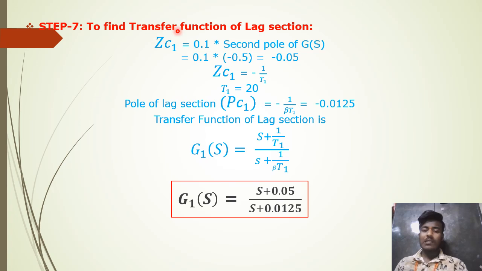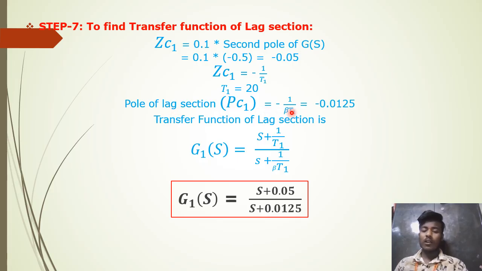Step 7. To find transfer function of lag section. ZC1 equal to 0.1 into second pole of G of S. We know that second pole of G of S is minus 0.5. It means 0.1 into minus 0.5 equal to minus 0.05. ZC1 equal to minus 1 by T1, so T1 equal to 20.